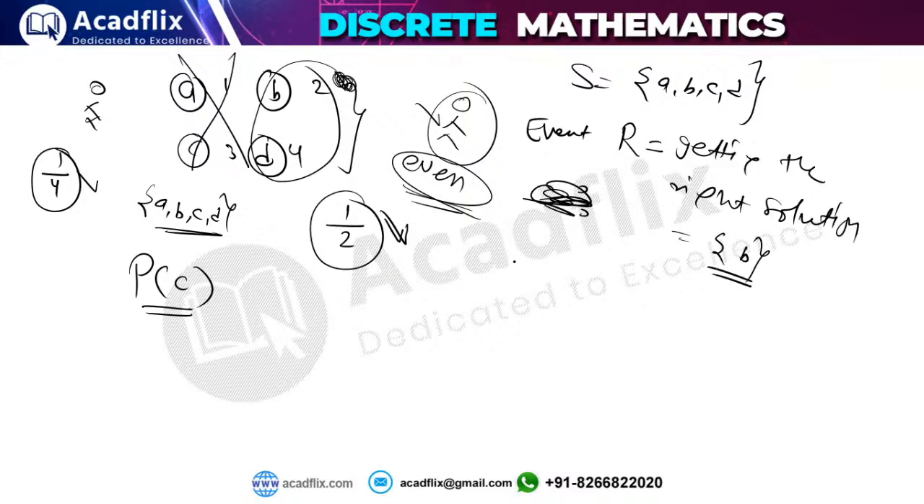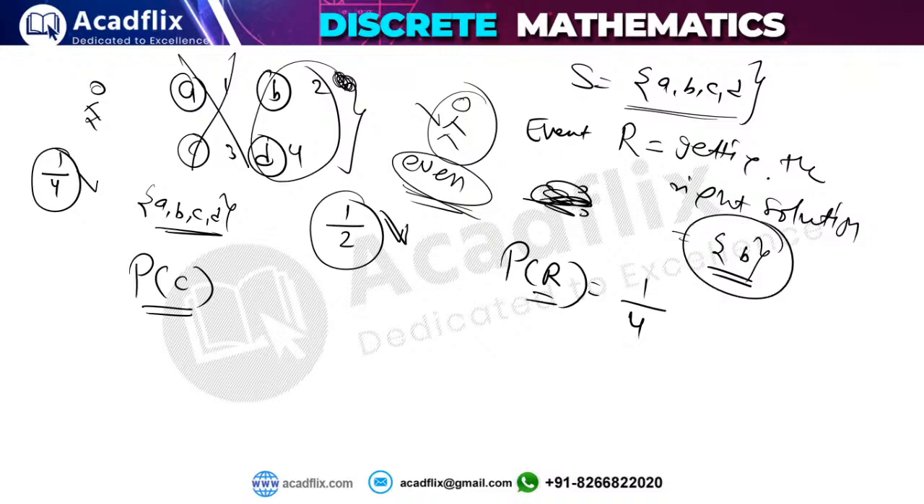Now if you find the probability of R, what will it be? It will be 1 by 4, because your event is getting the right solution. In this event, the number of favorable cases is 1, because option B is correct, so this is the favorable case, and these are the total cases. So this is your probability, 1 by 4.